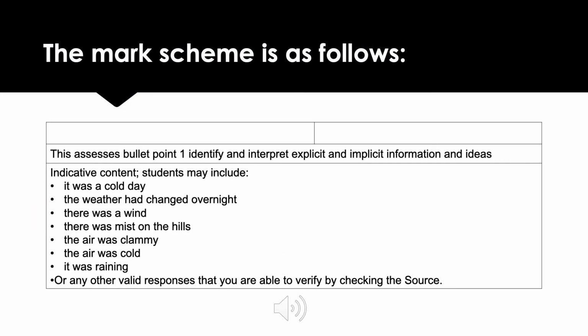The mark scheme will give us a list of things that are actually correct. It was a cold day, the weather had changed overnight, there was a wind, there was mist on the hills, the air was clammy, the air was cold, and it was raining. But you can also have other valid responses. So as long as you have answered the question and you've got the information from the source, that list there is not exhaustive. They will accept other points as correct answers.